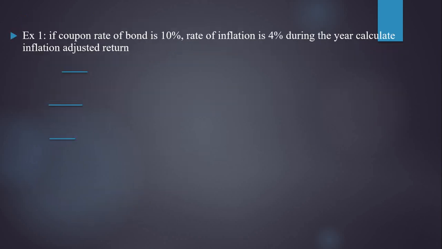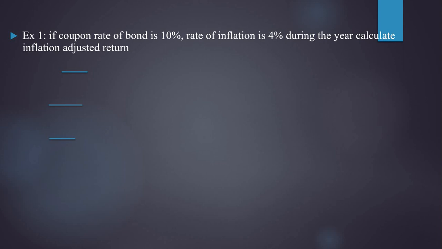The example given is: a bond has a coupon rate of 10%, and the rate of inflation is 4% during the year. Calculate the inflation adjusted return. So here there is a bond with a return of 10%, and in that year there was inflation of 4%. After the inflation, what is the actual return? So we have to calculate the inflation adjusted return.